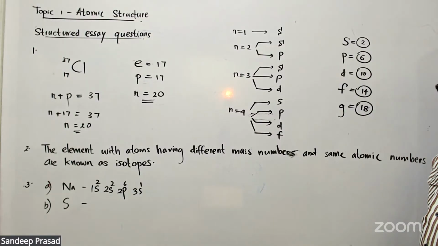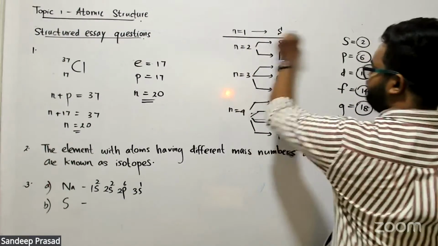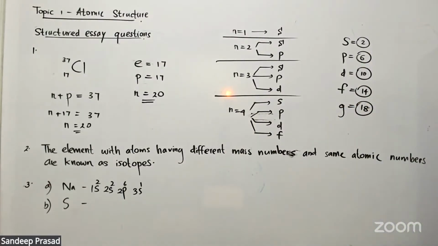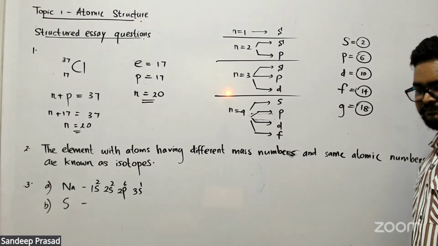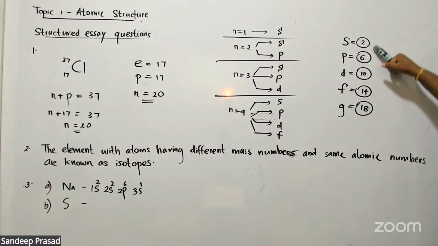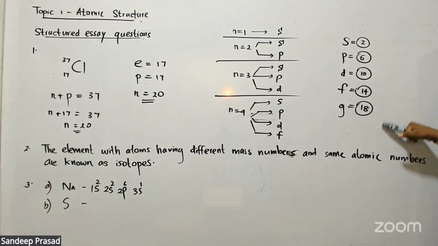Can you understand now? That means the number of sub-energy levels is equal to the energy level number. 3 means 3 sub-energy levels. 4 means 4 sub-energy levels. Likewise. These are the maximum number of electrons that can occupy in each sub-energy level.